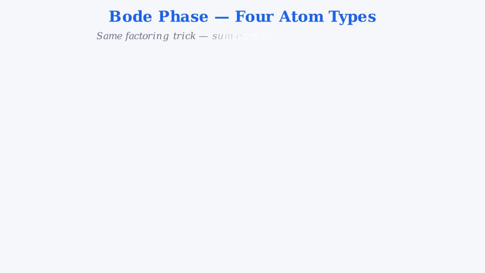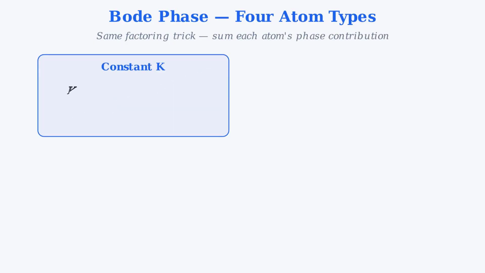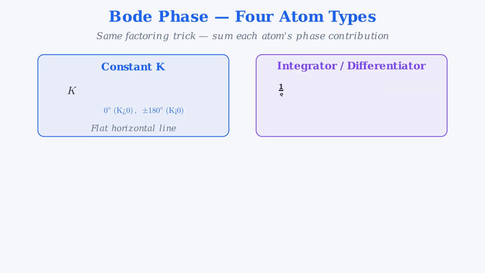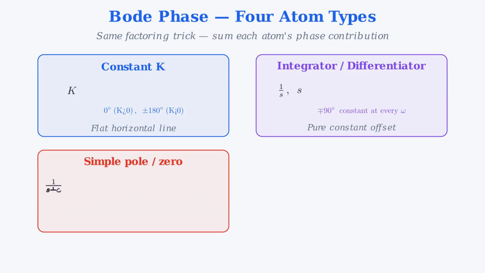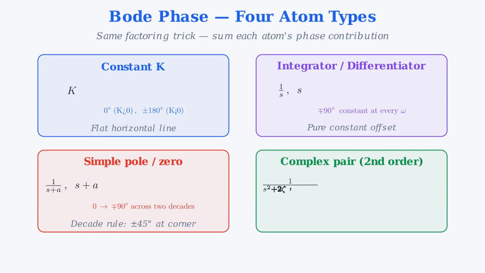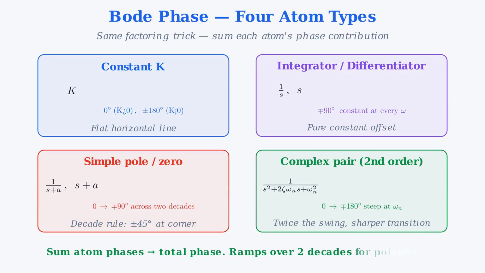Phase rules per atom. Constant K: phase is 0 degrees if K is positive, plus or minus 180 degrees if K is negative. A flat horizontal line. Integrator 1 over s: phase is constant minus 90 degrees at every frequency. Differentiator s: plus 90 degrees. An n-fold integrator 1 over s to the n contributes minus 90n degrees.